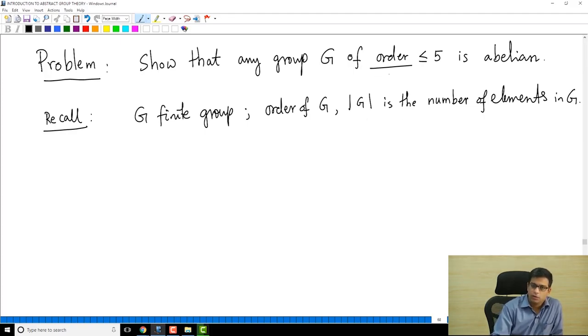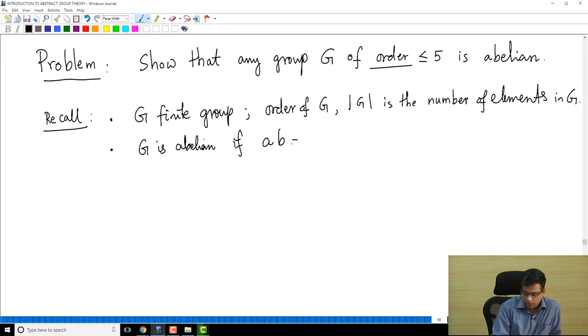So, in the problem, the question is to show that every group which has order less than or equal to 5, meaning any group which has 5 or fewer number of elements, is abelian. And what is abelian? G is abelian if AB equals BA for all A, B in G.